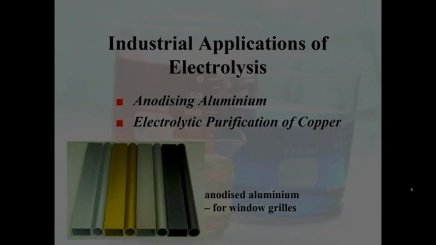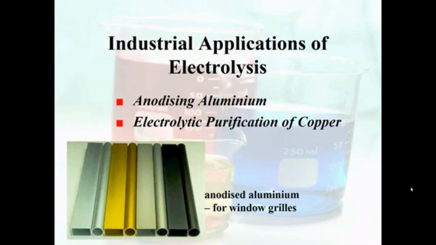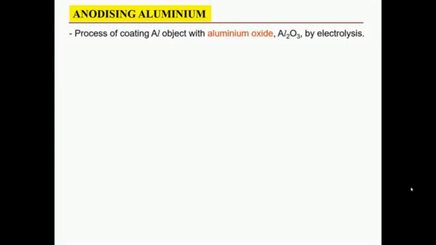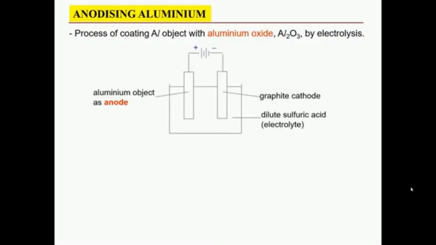Good. In this segment, we'll look at how electrolysis is applied industrially, in particular in anodizing aluminium and electrolytic purification of copper. Anodizing aluminium is a process of coating an aluminium object with a layer of aluminium oxide by means of electrolysis. The setup looks something like this.